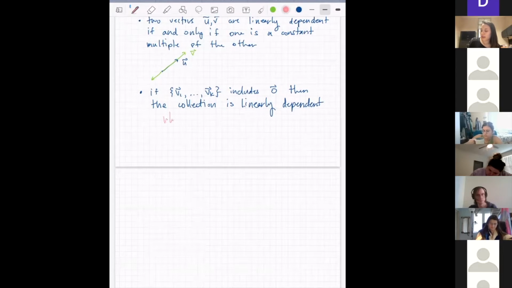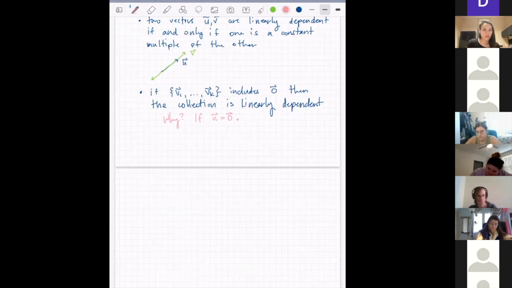Another way to think about this is just using the definition. So say v1 is equal to 0, and if it isn't v1 that's equal to the zero vector, then you just shuffle them around until the zero vector is at the front.